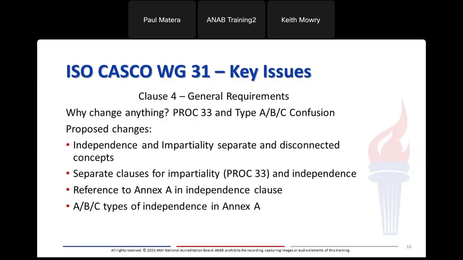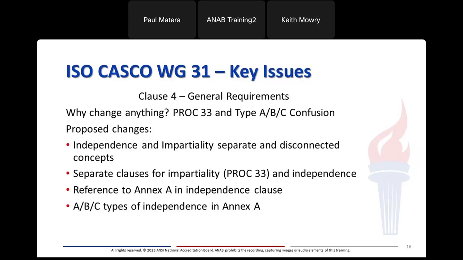All right, clause 4. It used to be impartiality and independence. We've removed the word independence. That is one of the areas where we have updated Proc 33 required language, so there'll be a little bit different language in there. We essentially removed completely the current wording of 4.1.3 and replaced it with that additional information. We added in independence as well. So we separated the independence and impartiality concepts, disconnected them, and identified them separately.